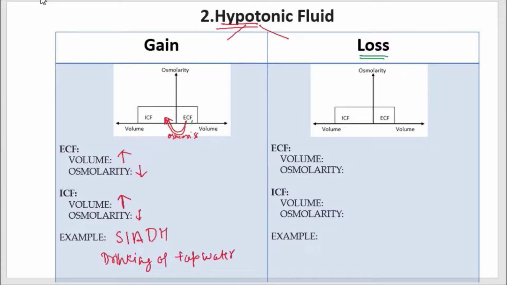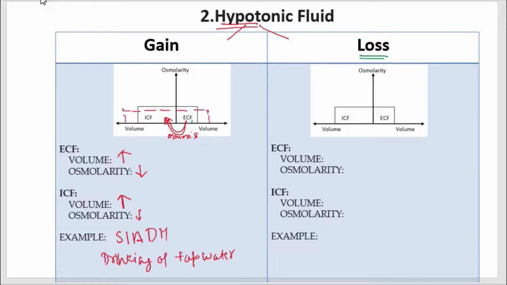And the final graph for the gain of hypotonic fluid will be, because there is an increment of both ICF and ECF volume, the volume of both sides is going to increase, and osmolarity in both cases decreases. The osmolarity is going to decrease in both compartments.